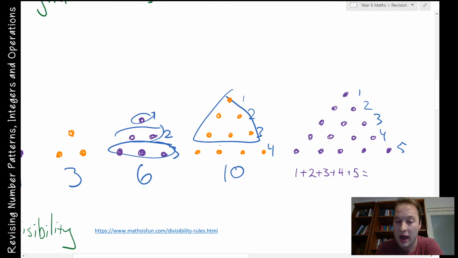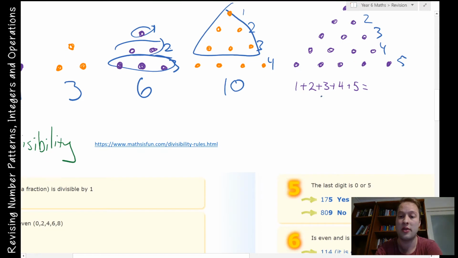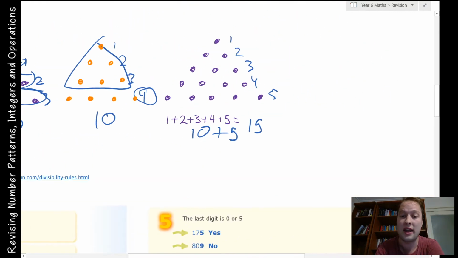Once you've got the pattern, I could say 1 plus 2 plus 3 plus 4 plus 5, or I could just say that it is 10, because I knew the previous one, plus 1 more than what I've done. The last one I did was plus 4, so this time I do plus 5, so it'll equal 15. What will the next triangle be?